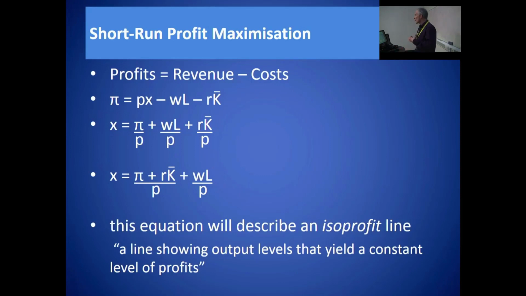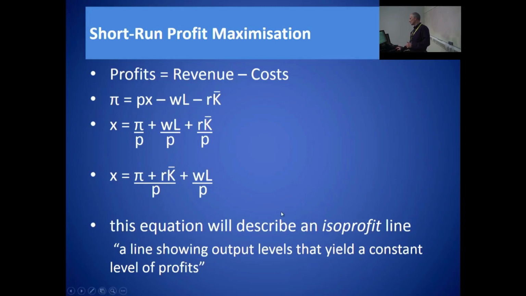It shows output levels that yield a constant level of profits. So equal profits. All of those output levels a firm can produce that give it exactly the same level of profits. That is an iso-profit line. And that equation there perfectly describes it.